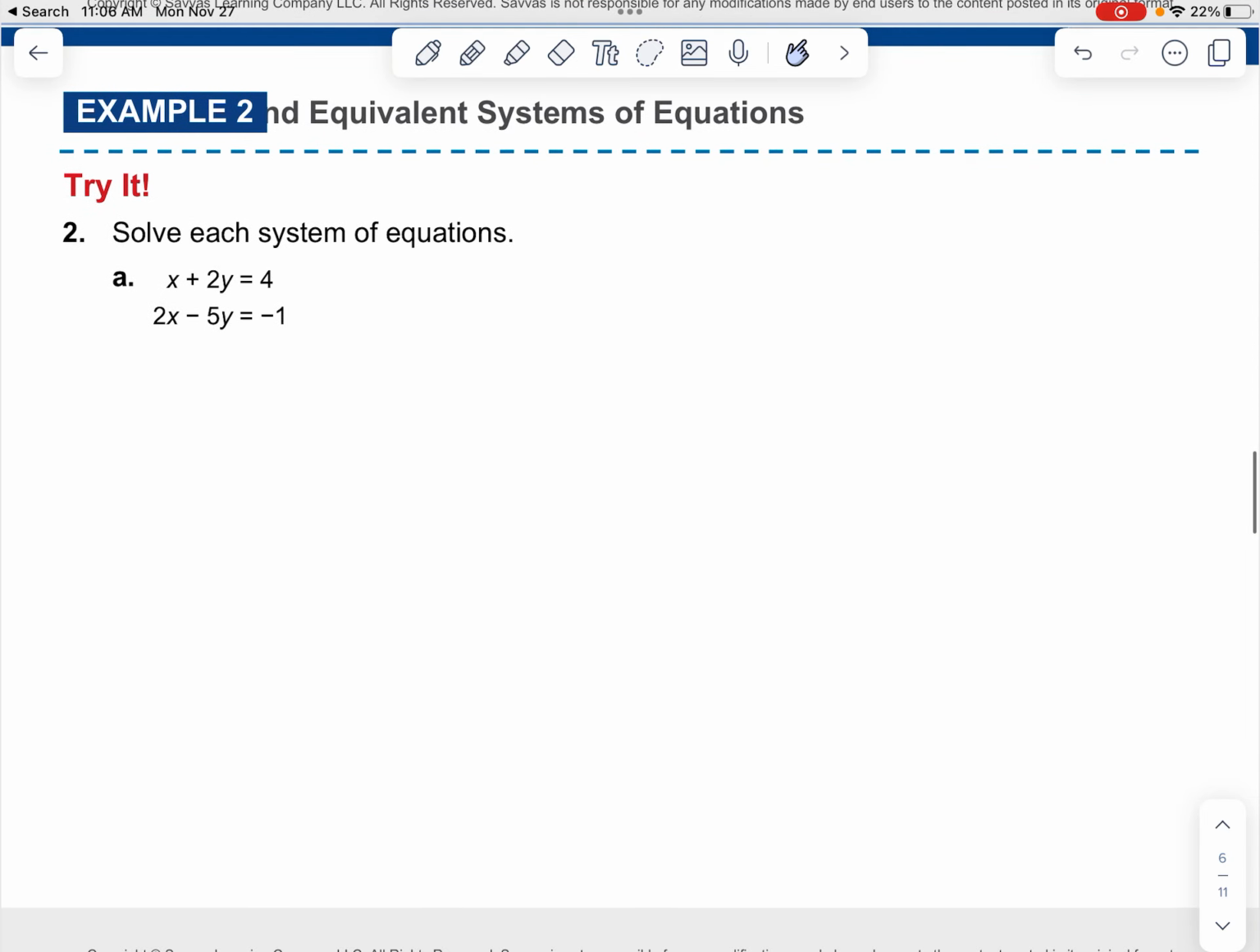Go ahead and pause the video, complete to try it, and then unpause to check your solution.